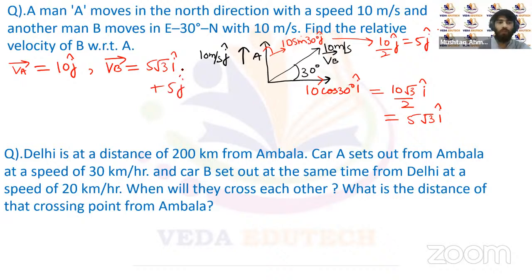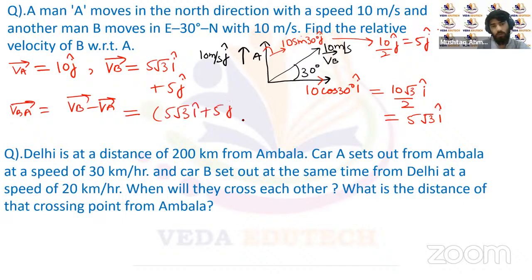And we have to find the velocity of B with respect to A. It means that we have to find VBA. That will be equal to VB vector minus VA vector, right? So it will be 5 root 3 i cap plus 5 j cap minus 10 j cap. So 5 root 3 i cap, and 5 j cap minus 10 j cap will be minus 5 j cap, right? So this will be the relative velocity, that's VBA vector.